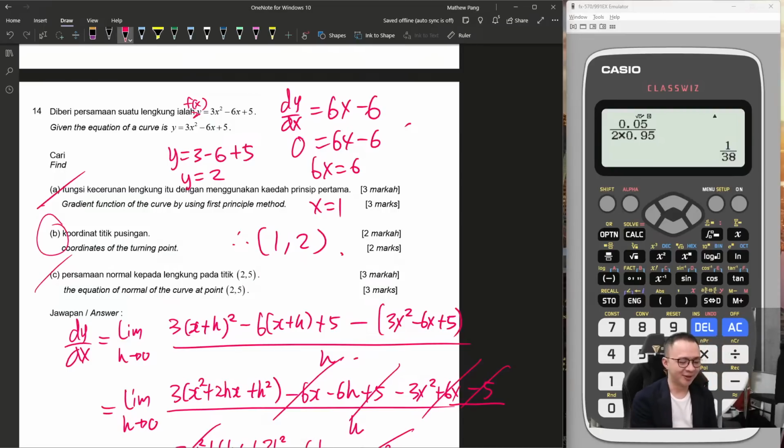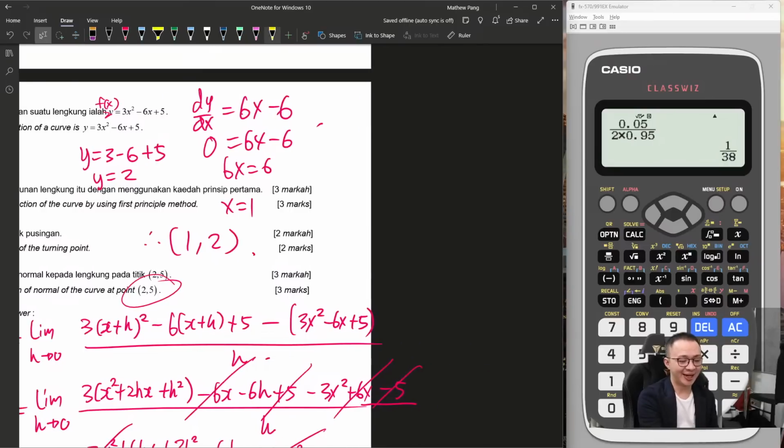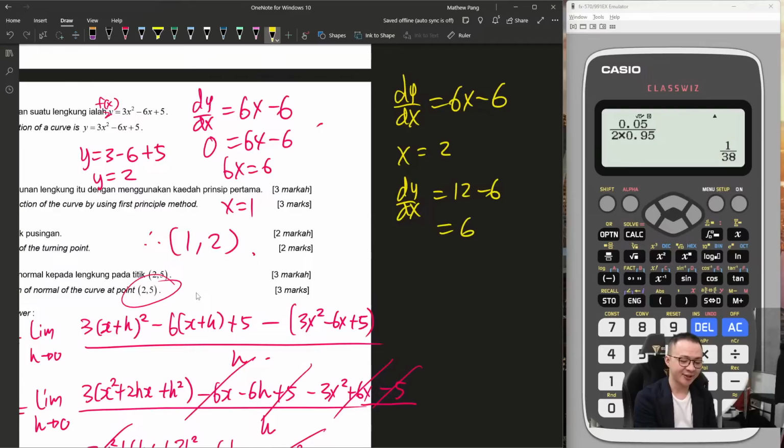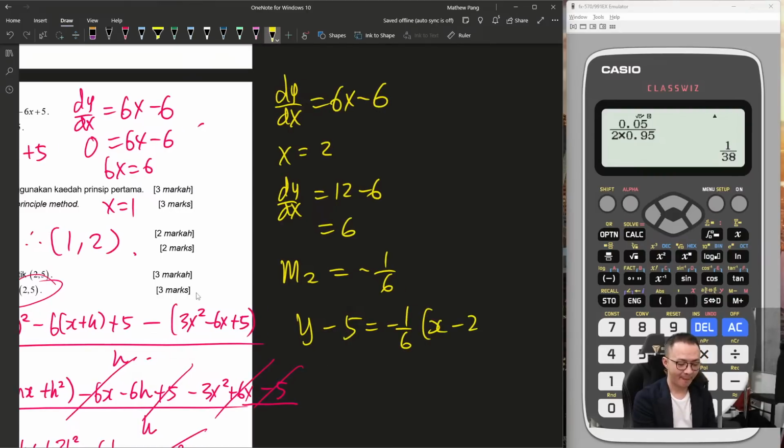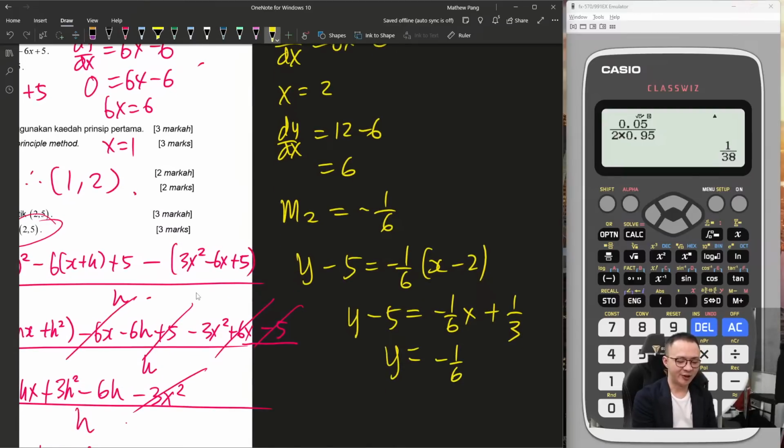So equation of normal at this point. I just follow my step. dy dx first step. Sub x value into dy dx. My x equals to 2, right? dy dx is 12 minus 6, which is 6. Then find the m2, which is gradient of normal, which is negative 1 over 6. And then we form the equation y minus 5 equals to negative 1 over 6, x minus 2. So y minus 5 equals to negative 1 over 6x plus 1 over 3. So y equals to negative 1 over 6x plus 5 plus 1 over 3, so 16 over 3. Done.